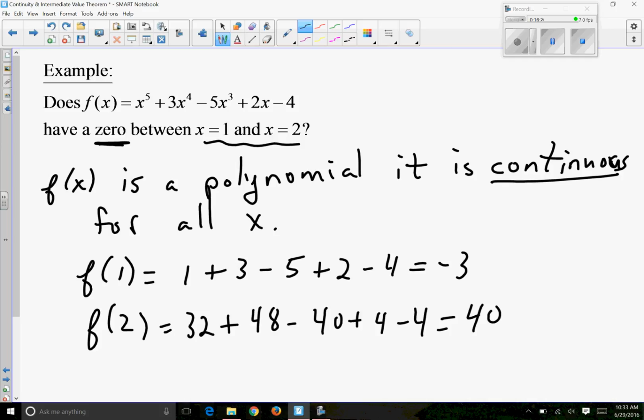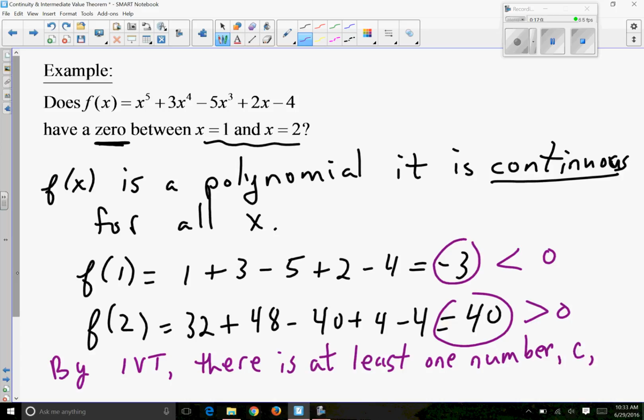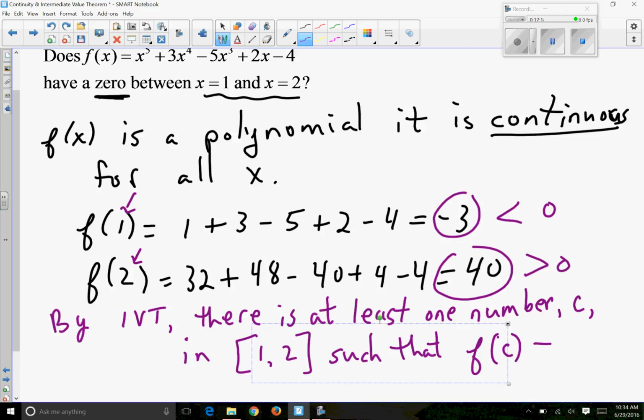Since f of 1 is less than 0, and f of 2 is more than 0, by the intermediate value theorem, there is at least one number, I don't know what the number is, but I'll call it c, in the interval from 1 to 2, such that f of c is equal to 0.